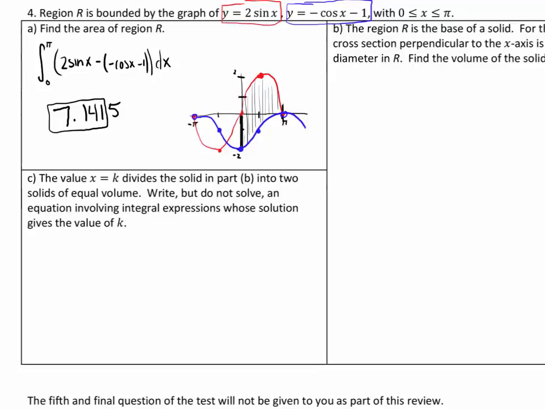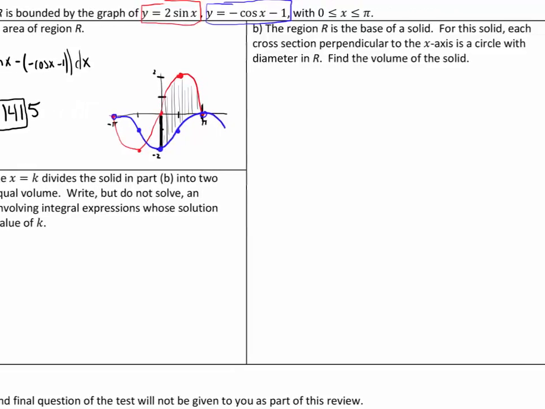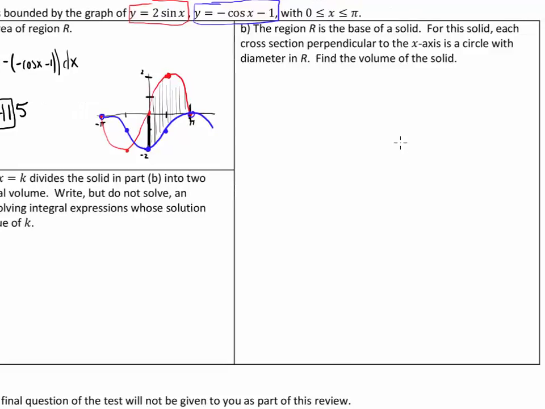Okay, let's look at part B. The region R is the base of a solid. For this solid, each cross-section perpendicular to the x-axis, so just as we have it drawn, is a circle with diameter in R. Find the volume of the solid. All right, so let me highlight one of these cross-sections. All these cross-sections represent the diameter of a circle. Let me just pick one, let's do this one right here.